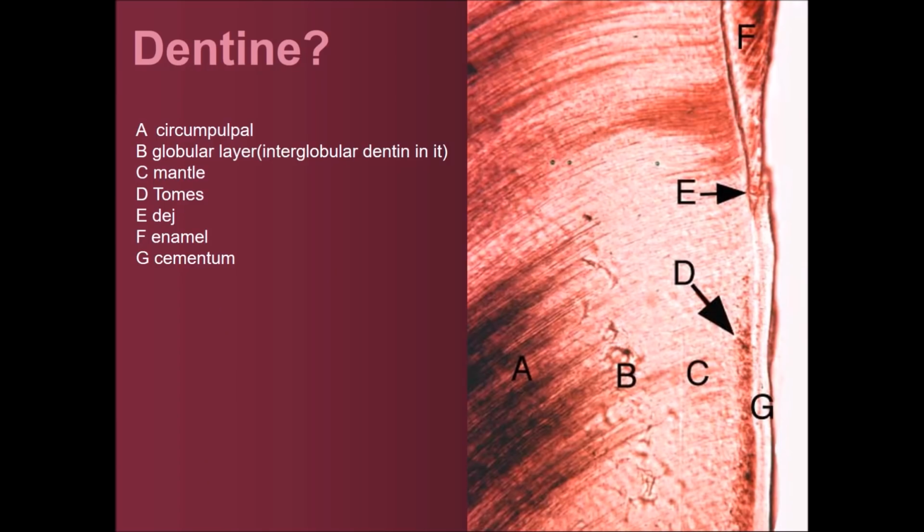This is another section. You can see here the enamel above. I have the dentin. Cementum is overlapping the enamel. Here I have Tome's granular layer. C is the mantle dentin. F, enamel. E, dentin enamel junction. D, Tome's granular layer. G, cementum. C, mantle dentin. B, interglobular dentin, and A is the circumpulpal dentin.